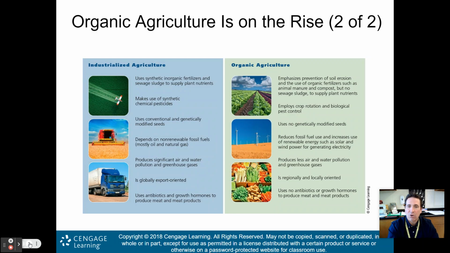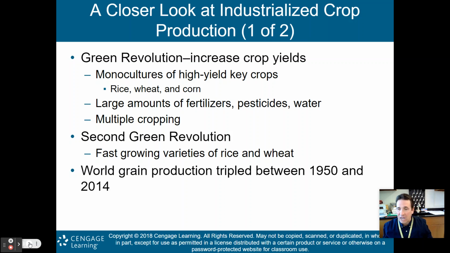This is organic agriculture. Reduces your fossil fuel use and increases use of renewable energy, such as solar and wind power. Produces less air and water pollution and greenhouse gases. Is regionally and locally oriented. Again, organic agriculture, you kind of plant it and eat it where you grow it, and they use no antibiotics or growth hormones to produce meat and meat products. So once again, pros and cons of industrial and organic agriculture.